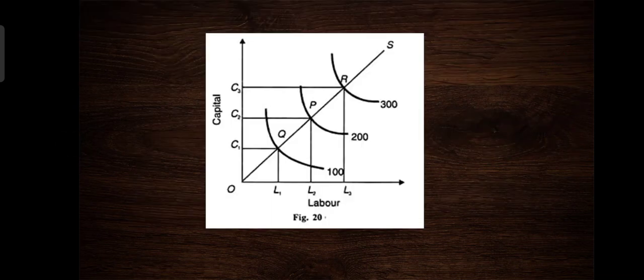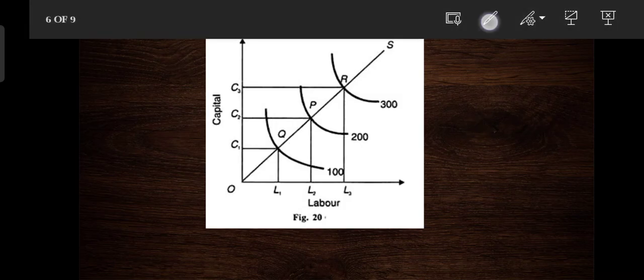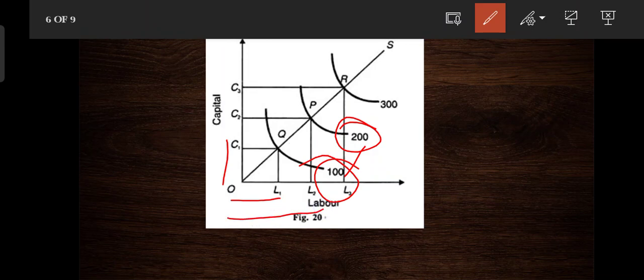This figure shows constant returns to scale, in which, as we already saw in the slide, the x-axis depicts the labor and the y-axis depicts the capital. And here we can see that in order to produce 100 units of output, we require OL1 of labor and OC1 of capital. At the same time, when we are doubling this output, that is the output changes from 100 to 200, we require OL2 of labor and OC2 of capital.